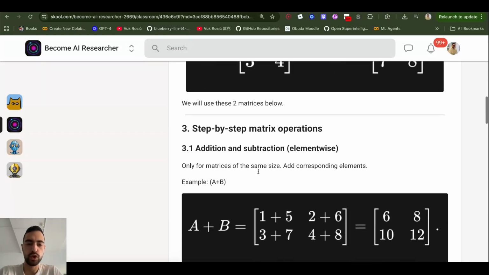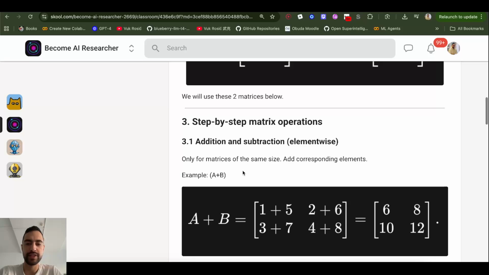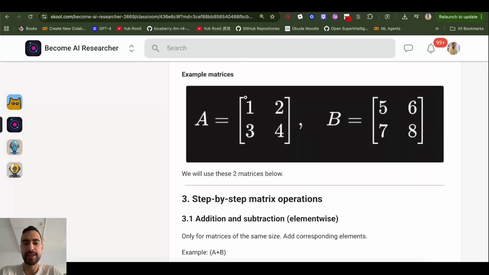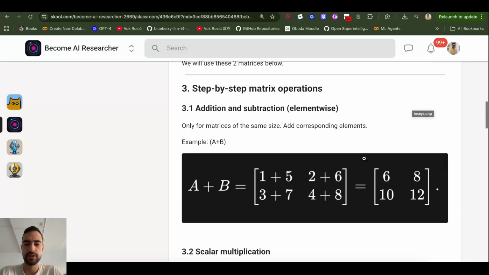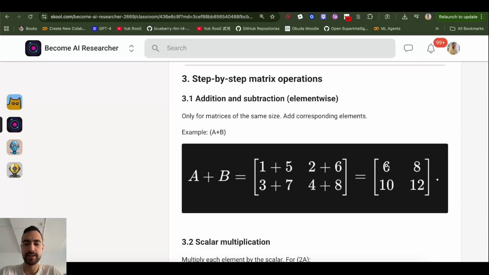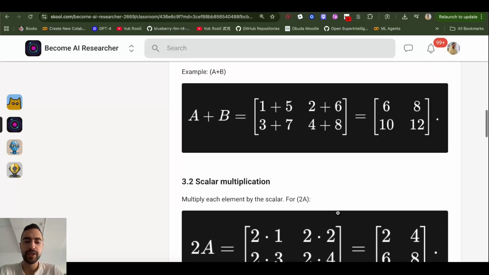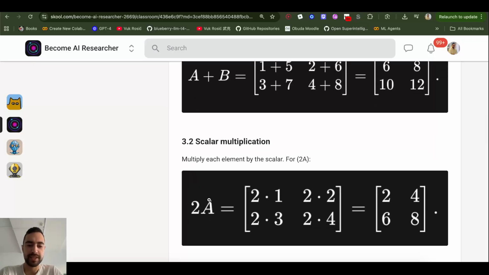If we want to add these matrices, we simply add each element at the same position. So 1 plus 5, 2 plus 6. So here, 1 plus 5 is 6, 2 plus 6 is 8, and then these elements here, etc. Then we can also multiply 2 times A. So if we multiply 2 times matrix A, we just multiply every element with the scalar.